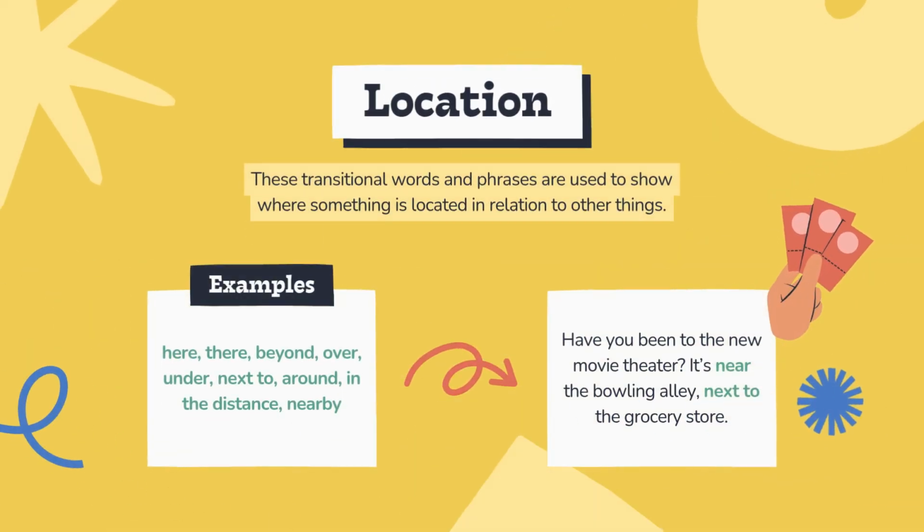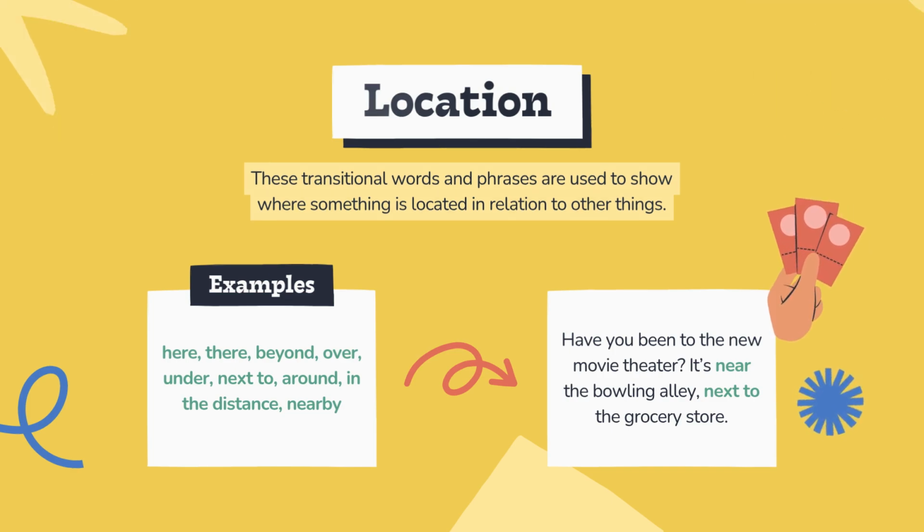Location. These transitional words and phrases are used to show where something is located in relation to other things. Examples include here, there, beyond, over, under, next to, around, in the distance, nearby.